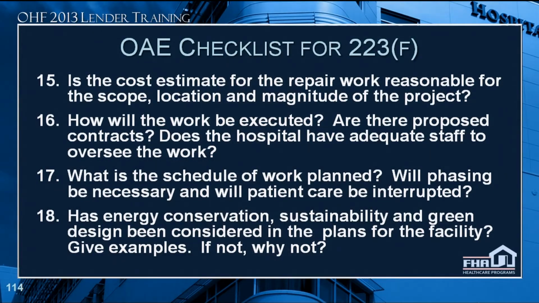How was it developed? A lot of times contractors give owners estimates that they lowball, and then when it comes time to get the GMP, we find out that the price goes up $3 million, and then the hospital says, I don't know where I'm going to get the money for this. So it's very important to get a really good cost estimate. And how will the work be executed? Are there proposed contracts? Does the hospital have adequate staff to oversee the work? We require an owner's representative on all of our projects, whether they're from somebody on the facility staff or whether they go out and hire a separate owner's representative consultant.